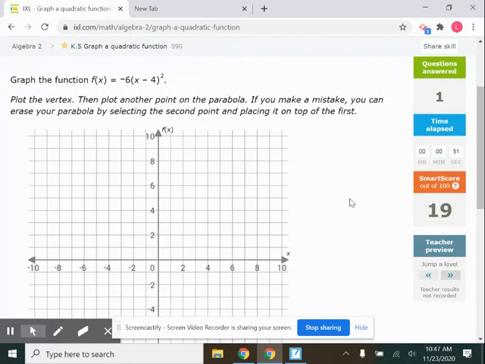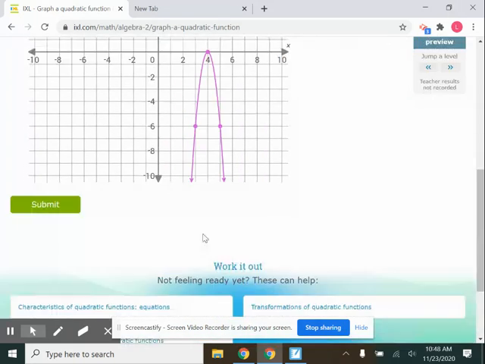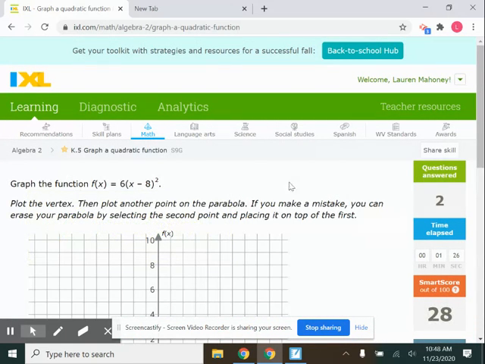This one is in vertex form, so my vertex is going to be positive 4, 0, because the k value is 0. And then I have to plug in some other value. So with this one, it's a good idea to plug in something that's close to where your vertex x is, so like maybe 5. So 5 minus 4 is 1, squared is still 1, times negative 6 is negative 6. So 5, negative 6 is there, and that's what this parabola would look like. So this section is all about graphing.